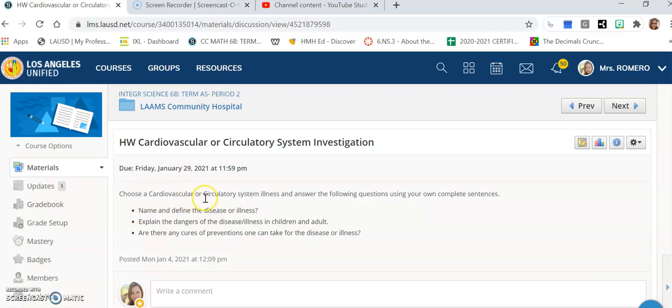it says choose a cardiovascular or circulatory system disease. I know I went through these for the last 2 weeks, but I will explain it again. So this could be any disease or illness of your choice that has to do with either the cardiovascular or the circulatory system. It could be something we have discussed in class, or it could be anything that you would like to explore that just gets your attention, but it correlates with the cardiovascular and circulatory system.